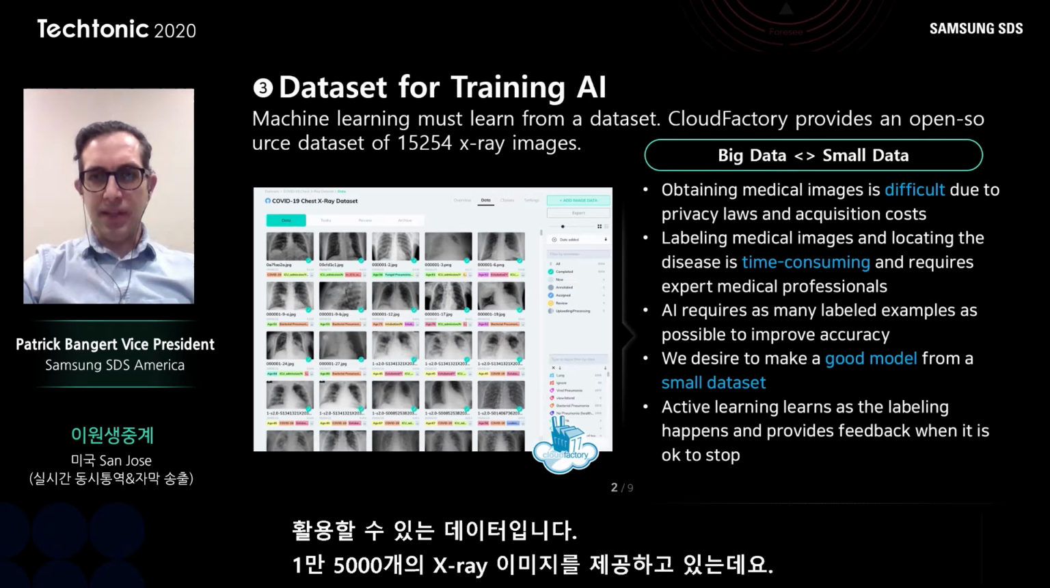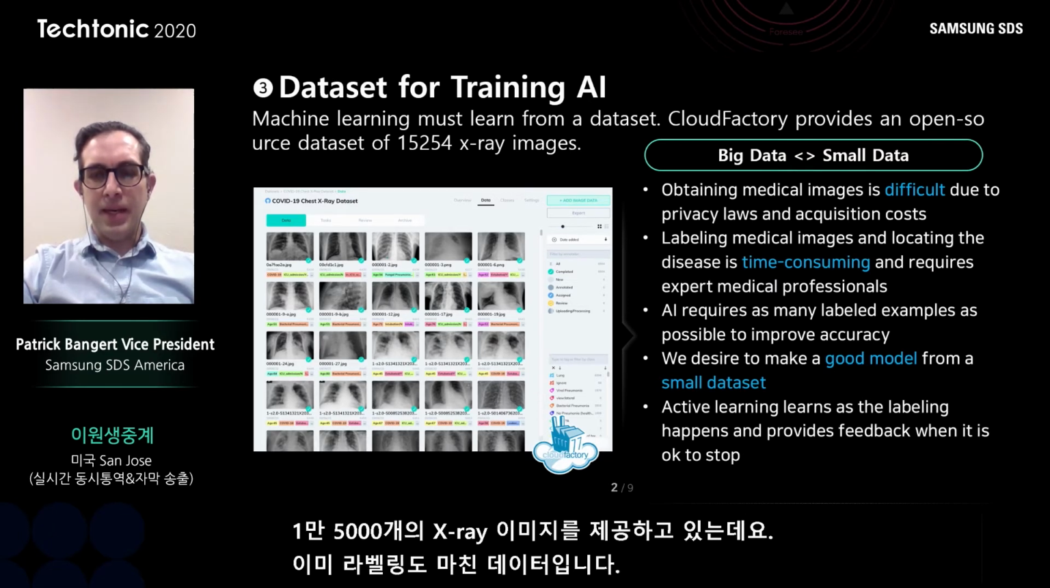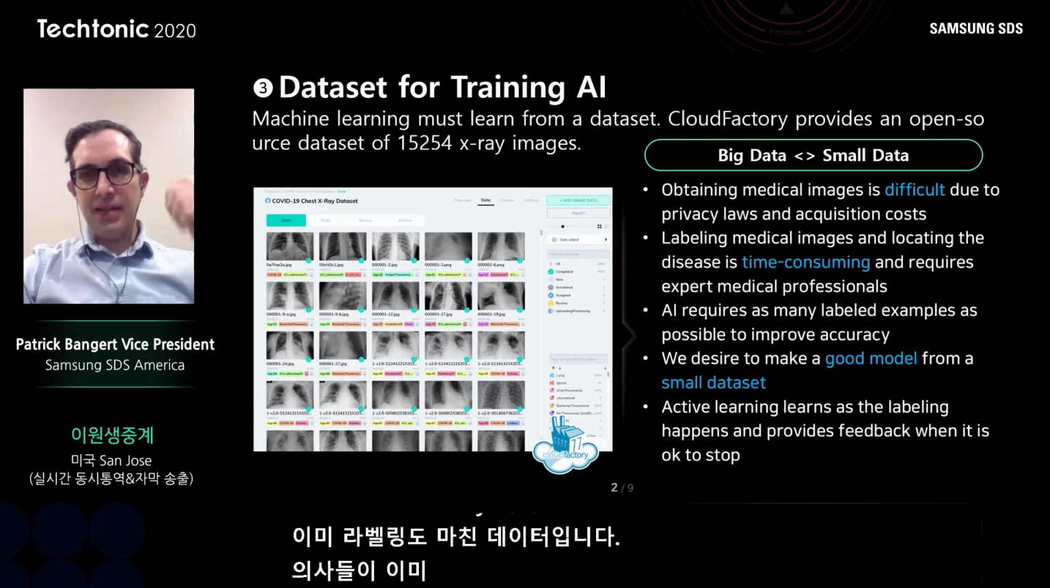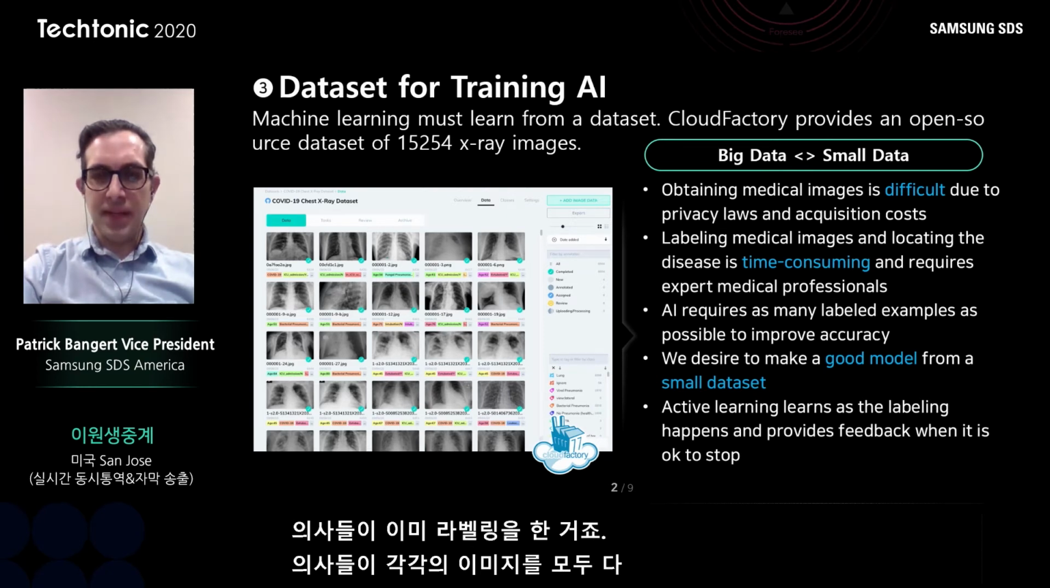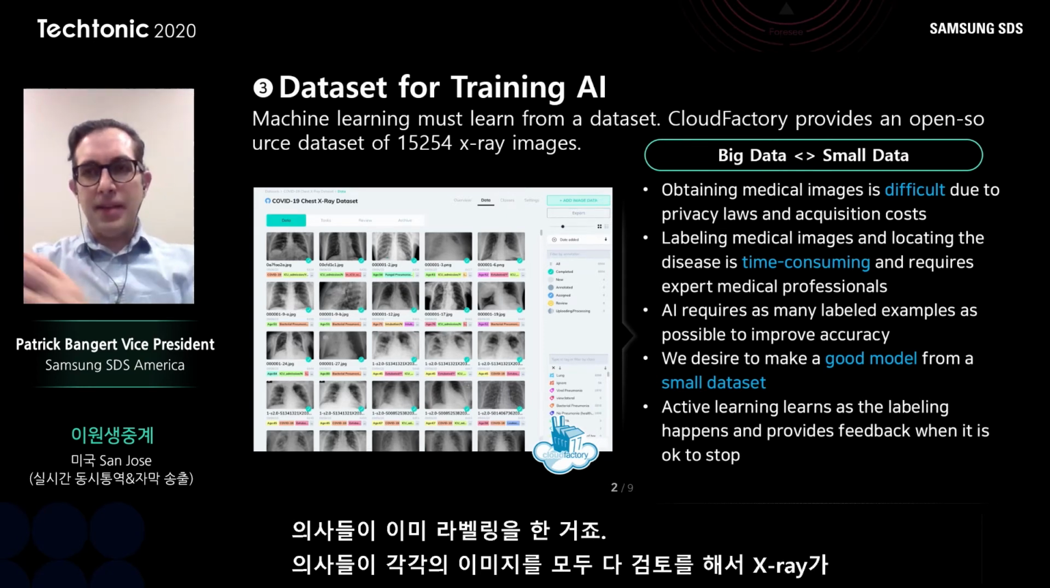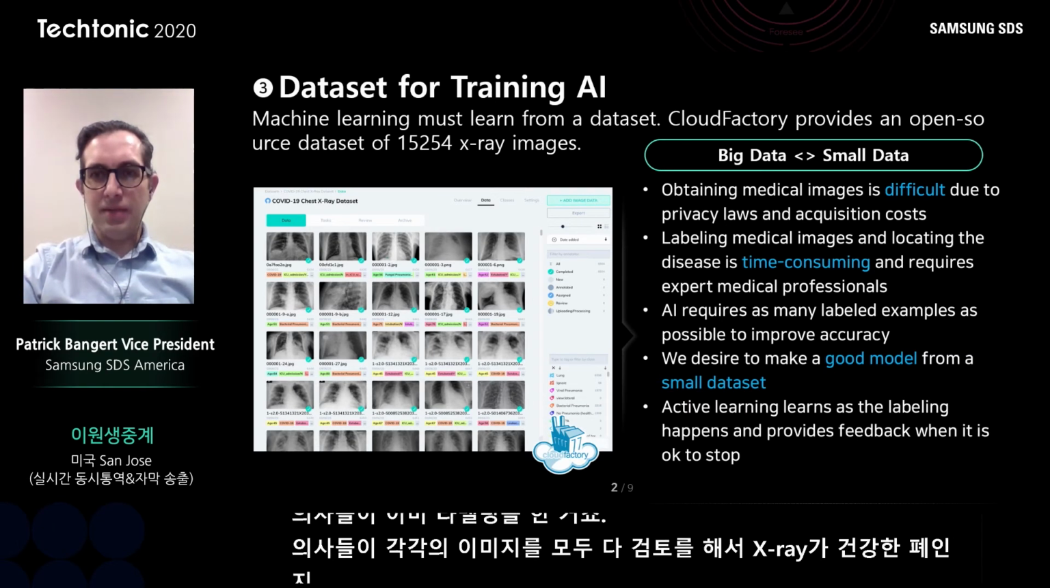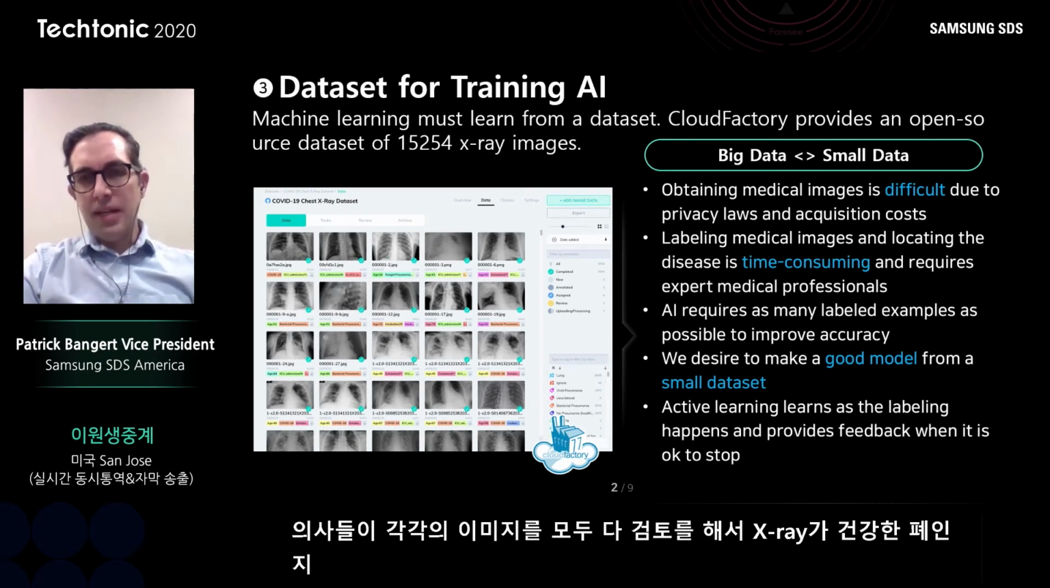So there are, I believe, 6 physicians that have gone through all of these images and have labeled that a certain X-ray is from a person who is healthy, certain X-rays are from people who have pneumonia, and then certain X-rays are from people who have COVID-19.